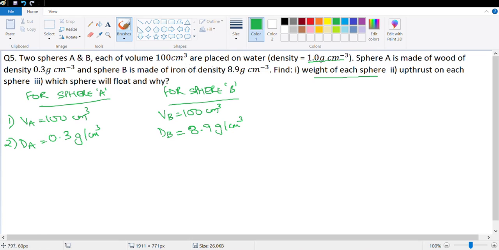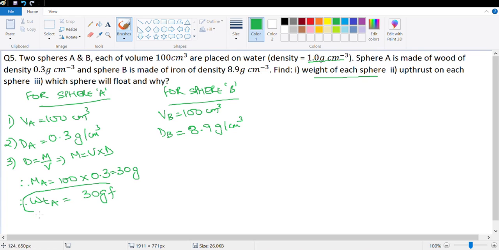We need to calculate the weight, which means we need to calculate the mass. We know density is equal to mass upon volume, which means mass is equal to volume into density. Therefore, mass of object A, in this case sphere A, is equal to volume, which is 100, multiplied with density, which is 0.3, which means this is equal to 30 gram. Therefore, weight of A would be equal to 30 gram force. Yes, that's correct.